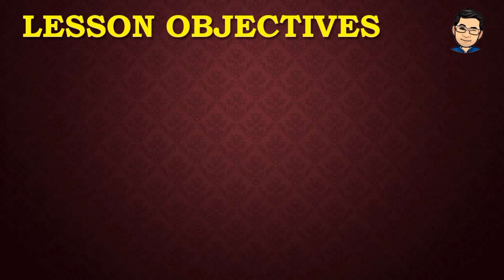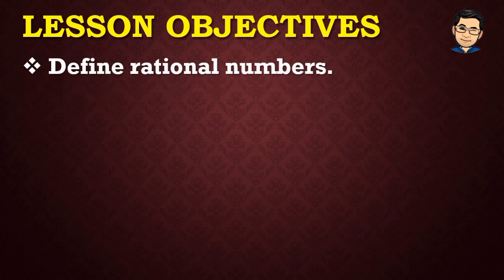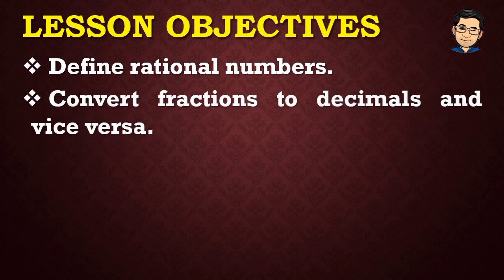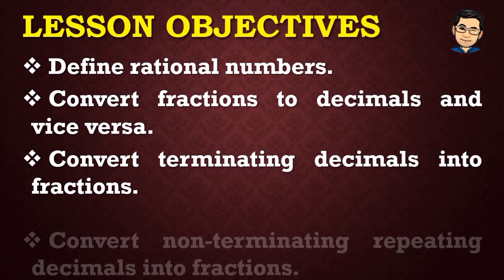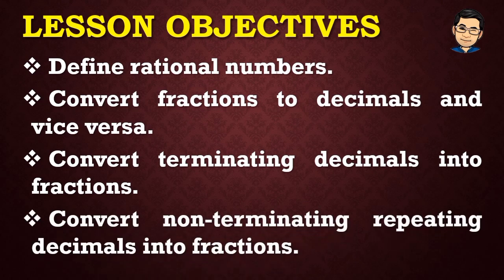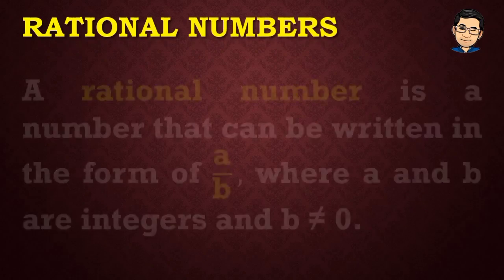For our lesson objectives, we have first, to define rational numbers. Second, to convert fractions to decimals and vice versa. Also, to convert terminating decimals into fractions. And finally, convert non-terminating repeating decimals into fractions. I will discuss the terminating decimals and non-terminating decimals one by one later. Let us now define rational numbers.